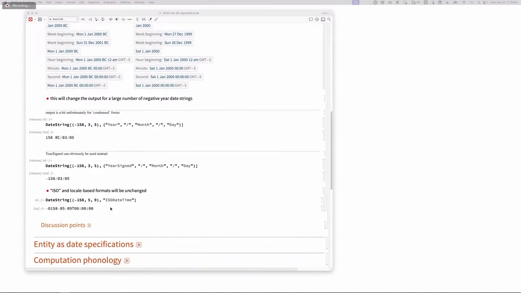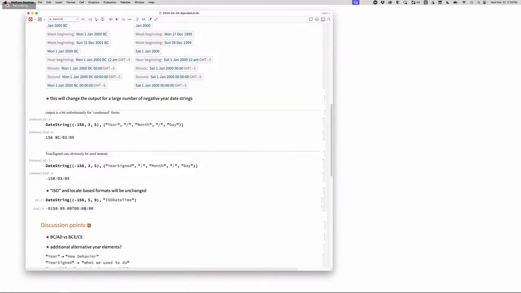I'm just thinking whether we need the space between the 158 and the BC. It looks a bit odd with the slash in the condensed form of that. It's totally weird. But let's be realistic. Nobody knows those dates anyway. Are we really going to give the Ides of March as 44 BC slash 03 slash 15? I don't think so.